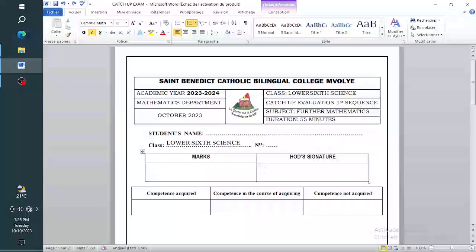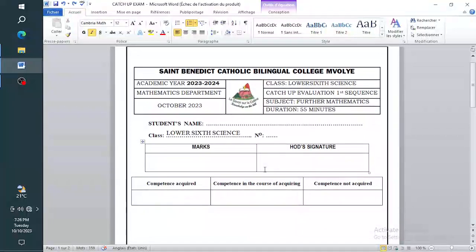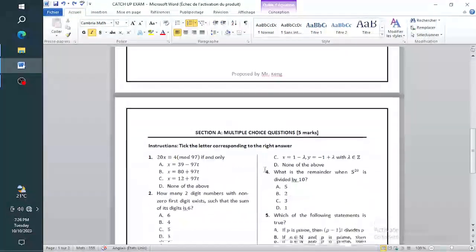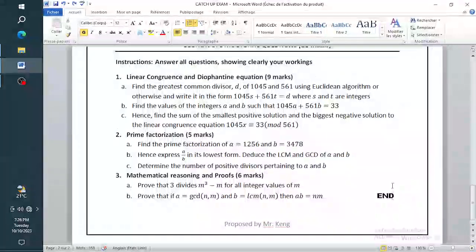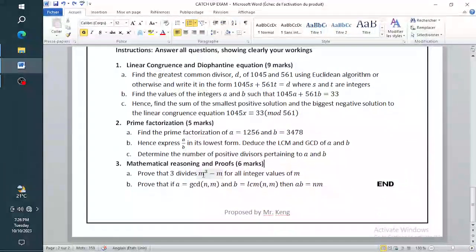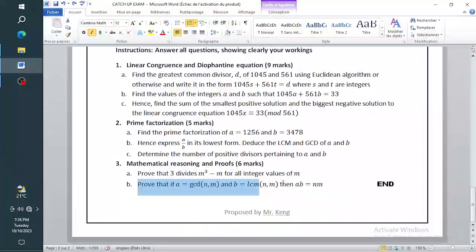So in this video we are going to be looking at a question that came in my lower seed catch-up exam for the first sequence. I can say the majority of the students complained about question 3b, proving that if a is equal to the GCD of two integers and b is the LCM of the two integers, then the product of the GCD and the LCM is equal to the product of the two integers. So that's what we are going to be doing in this video.